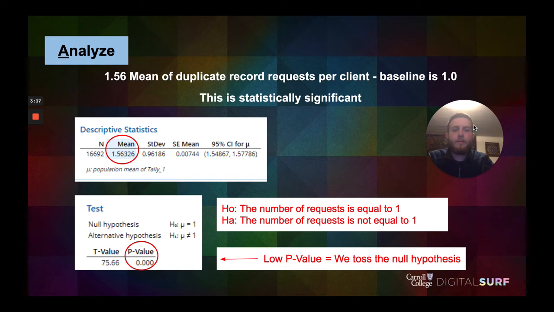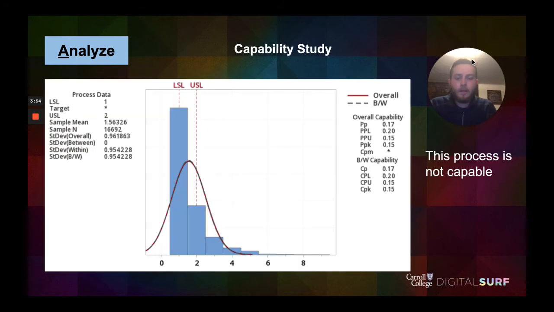With that, it shows that this 1.56 mean is statistically significant and is important going forward. All right, and then we also ran it through a capability study. And so you can see where the LSL and USL, the red dots that are going down the graph, represent our lower spec limits and upper spec limits.